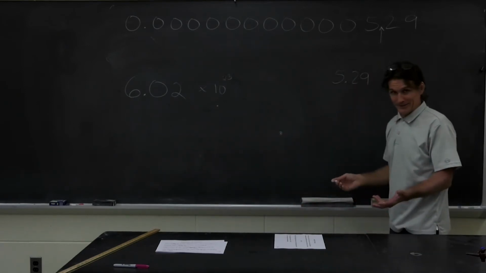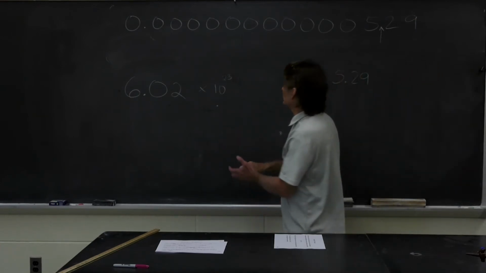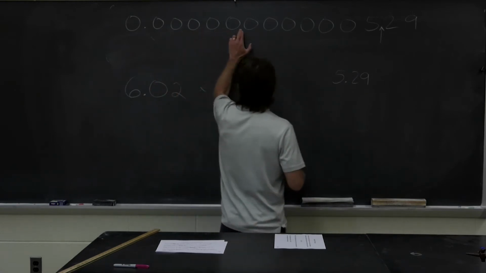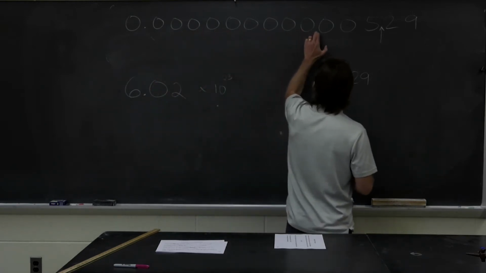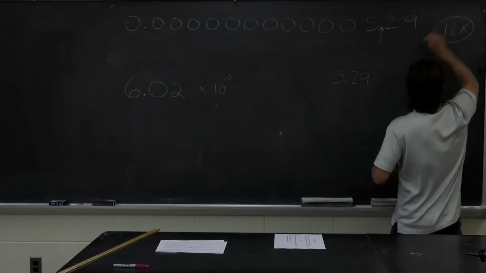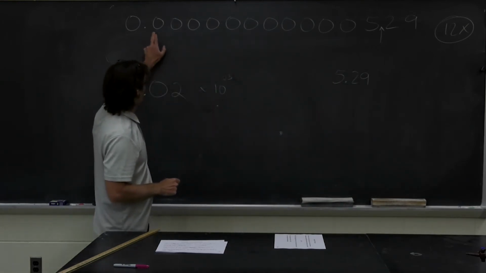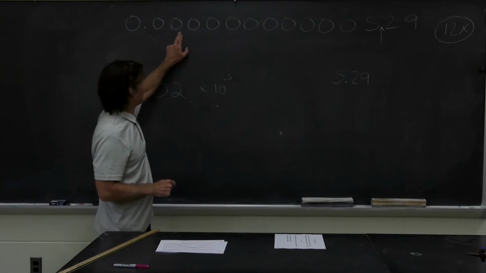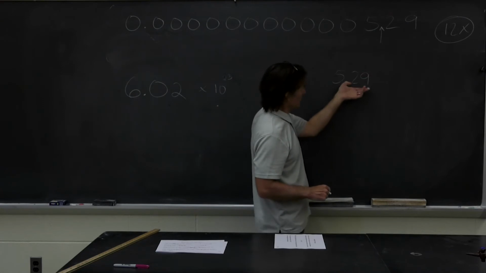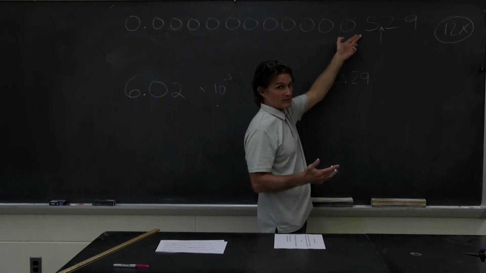Well, how did I get there? How did I change this to 5.29? I moved the decimal how many times? 1, 2, 3, 4, 5, 6, 7, 8, 9, 10, 11, 12 times. And in this case, each time I moved the decimal this way, I multiplied by 10. Multiply by 10, multiply by 10. So in this case, this number is this number multiplied by 10 12 times.